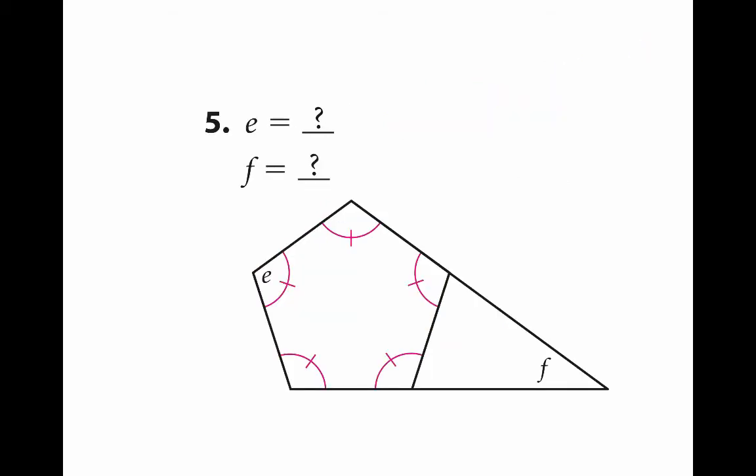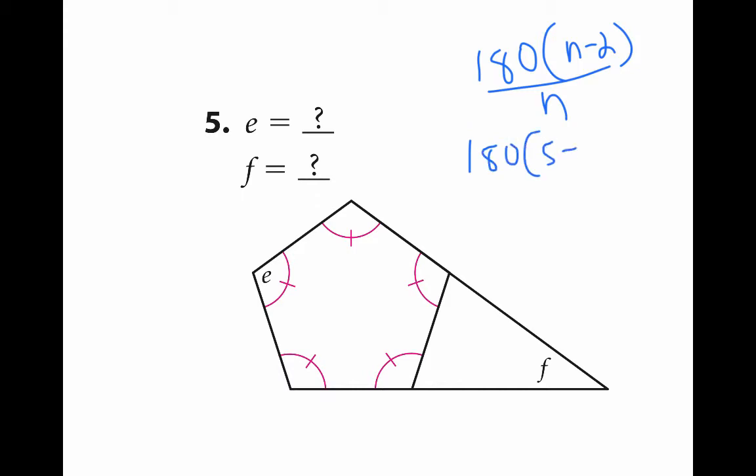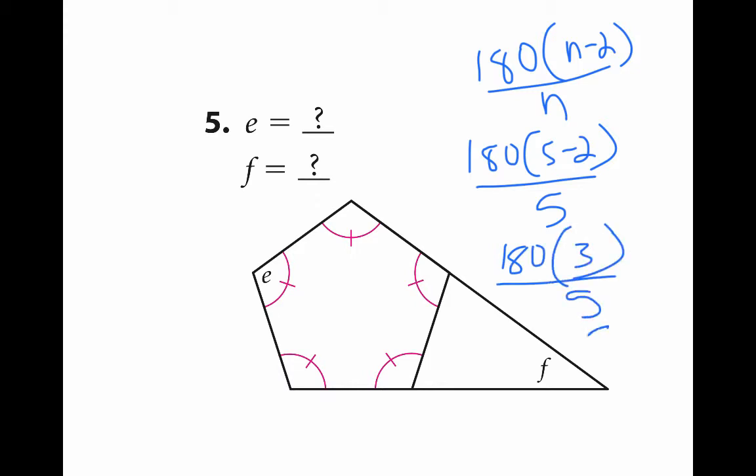Finally, number 5, this is a regular pentagon, or an equiangular pentagon at least. And so we should know by using our table or using our formula, this is going to be 180 times n minus 2 all divided by n, where in this case n is 5. So that'll be 180 times 5 minus 2 all over 5. That's 180 times 3 all over 5. That's 540 all over 5. That's 108 degrees. So E is 108 degrees.